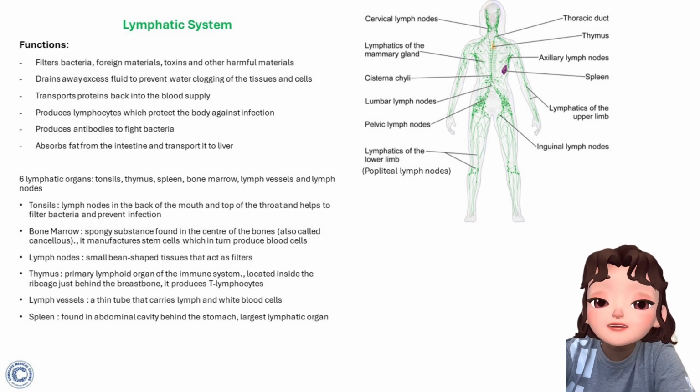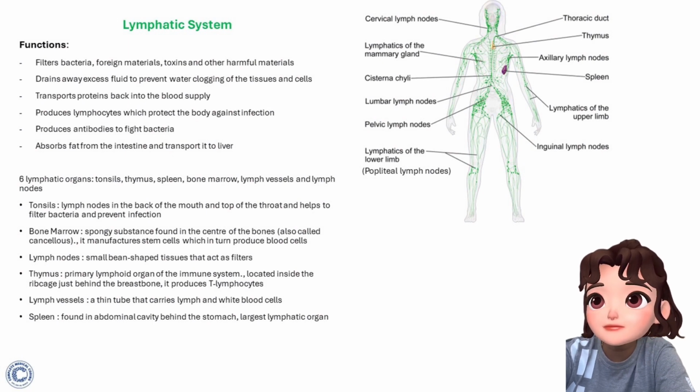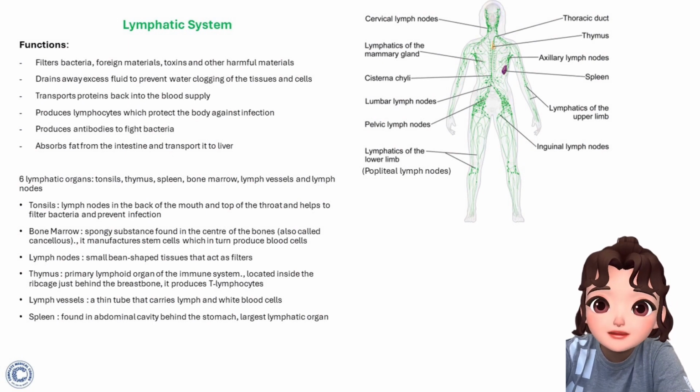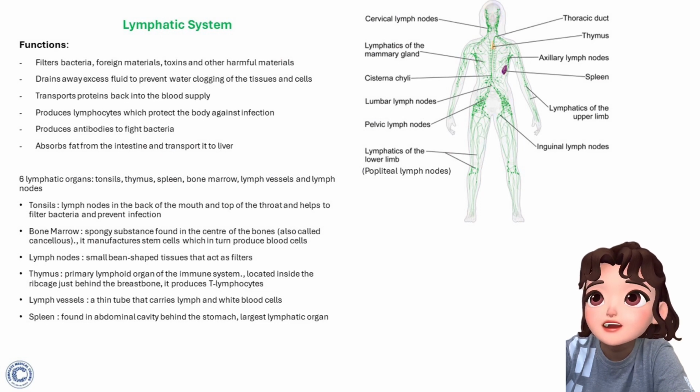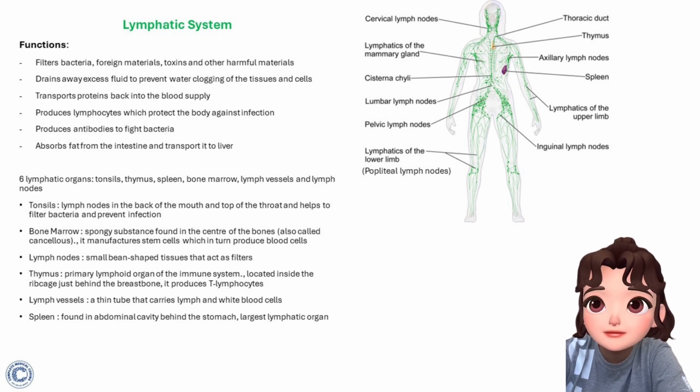There are 6 major lymphatic organs. What are the 6 lymphatic organs? Tonsils, thymus, spleen, bone marrow, lymph vessels and lymph nodes. Tonsils are lymph nodes found in the back of the mouth and top of the throat, and they help to filter bacteria and prevent infection.